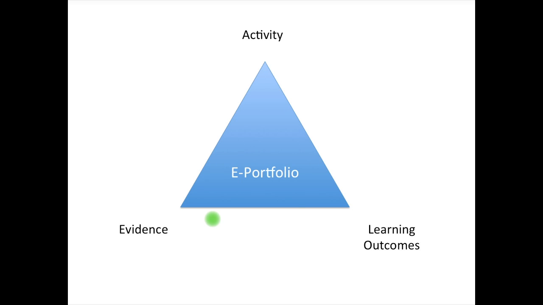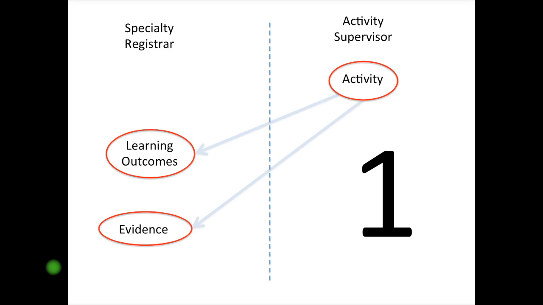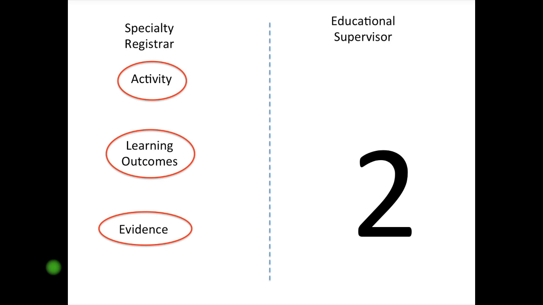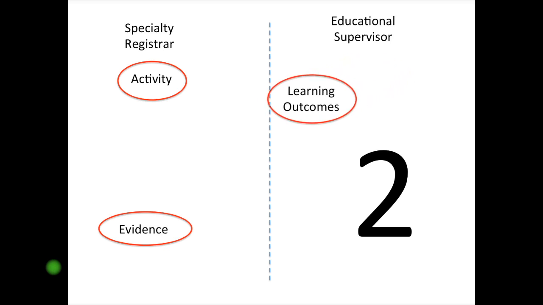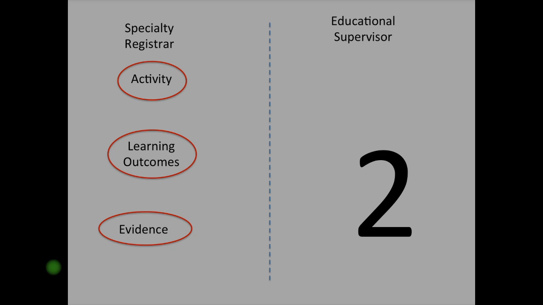So just to recap, so far I have shown you how a registrar would add an activity, triangulate that to evidence and learning outcomes, how they would then submit the activity to an activity supervisor, how the activity supervisor would approve the activity, and then how the learning outcomes that have been triangulated with that activity can then be submitted individually back to the educational supervisor for learning outcome sign-off, which ultimately is what is needed to show progression for the registrar through training.